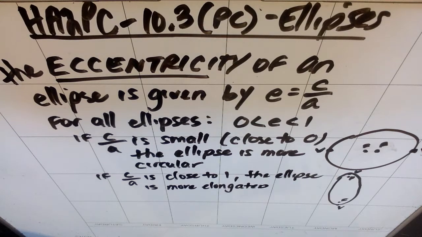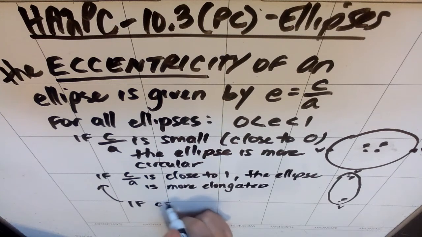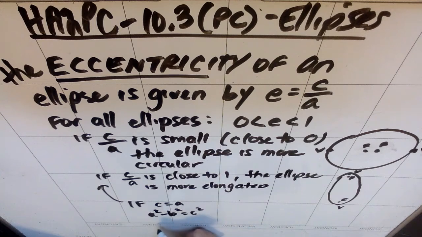So C over A can't be 1, because if C and A were equal, that would mean that B has to be 0. Just to walk you through why they can't actually be 1: if C was allowed to equal A, then A squared minus B squared equals C squared would end up giving B squared equals 0, right? Because A and C would be the same. So if you called both of these A squared and solved, you'd get B squared equals 0, which means B is 0, which would mean there'd be no width, right?